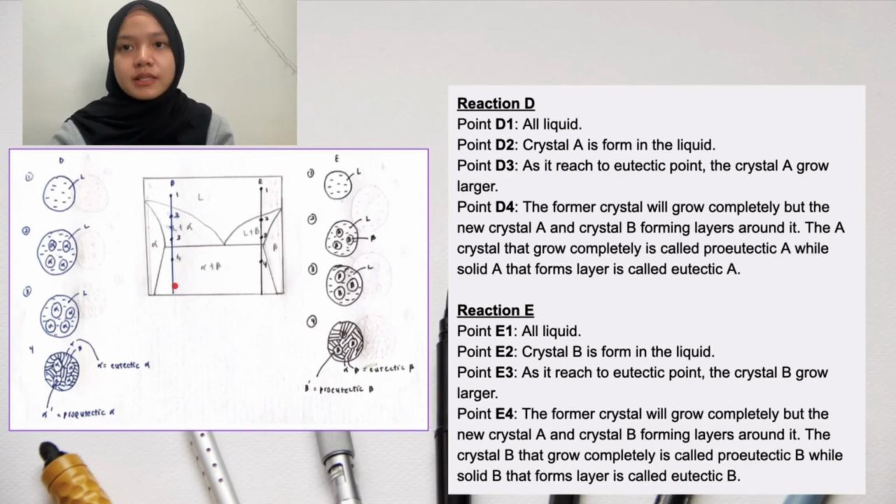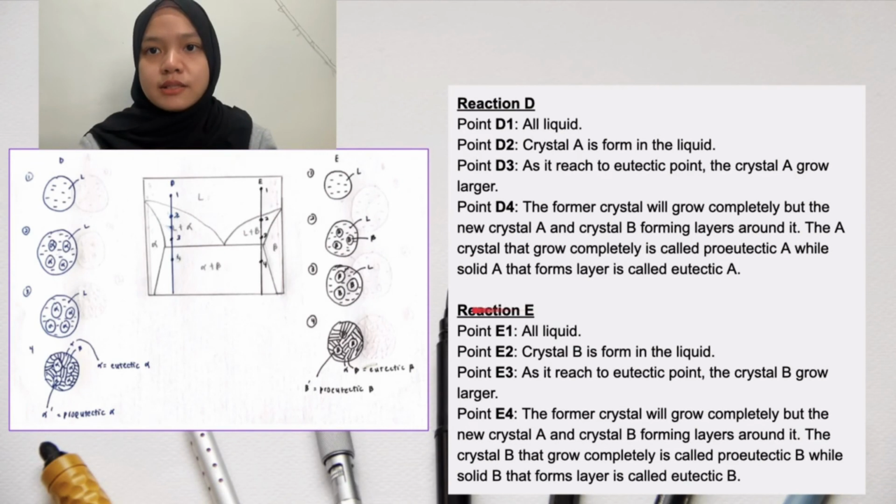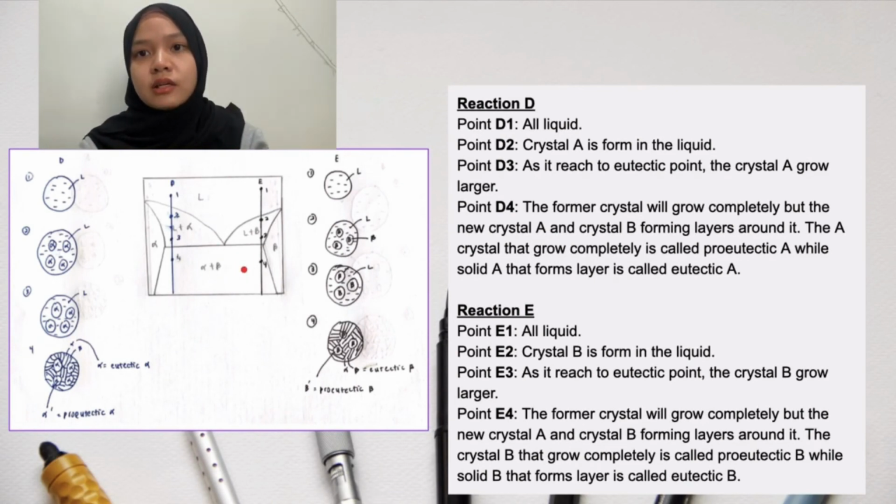The former crystal A that has grown completely is called pro-eutectic A, while the solid A that forms layers is called eutectic A. The reaction is the same for reaction E, but instead of forming crystal A in the liquid plus beta phase, it will form crystal B. The former crystal B that forms in the liquid plus beta phase and grows completely is called pro-eutectic B, and the solid B that forms layers around it is called eutectic B.